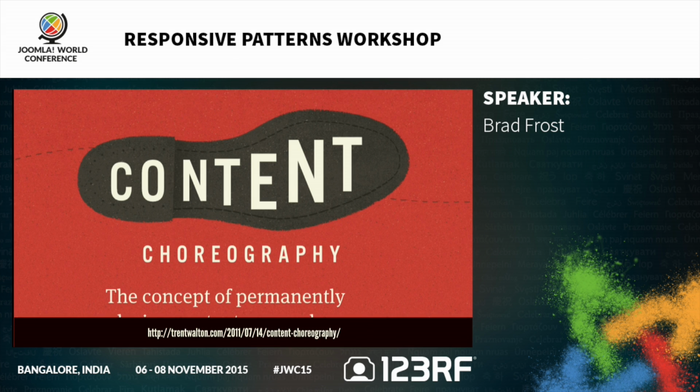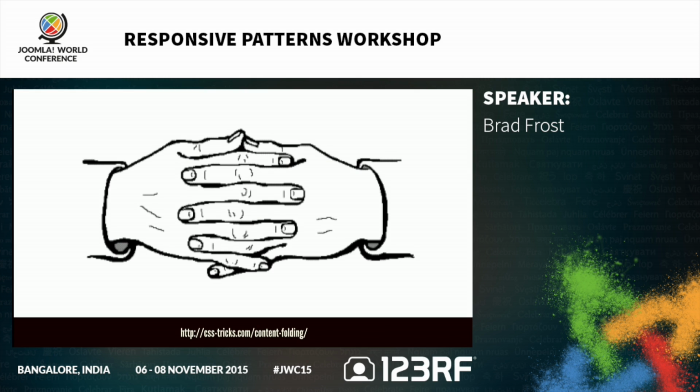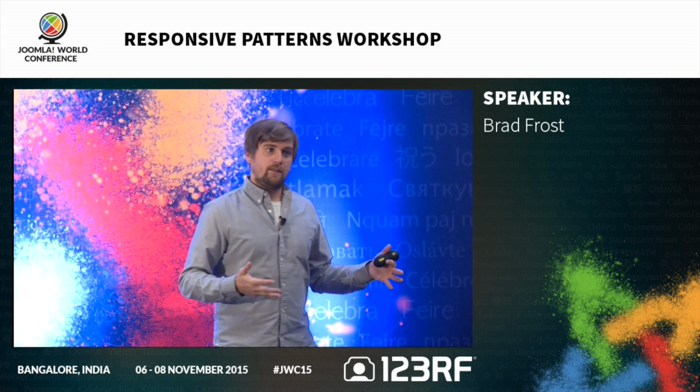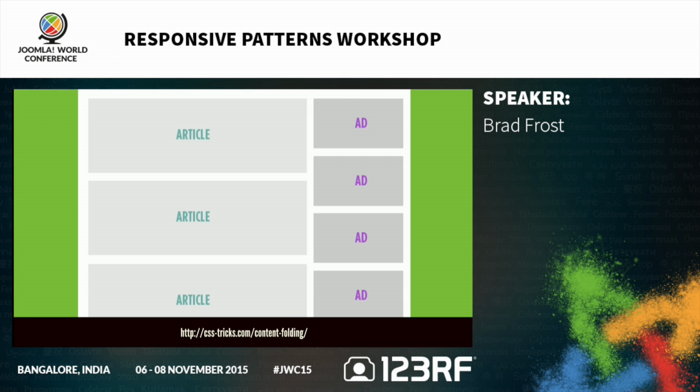Okay, another thing is this notion known as content choreography. Content choreography is basically the ability to fold content inside of each other. As people who write layout code for websites know, source order is a thing. Here we have a basic 2-column layout. Let's say it's a blog, and you have the articles on the left and the ads on the right.